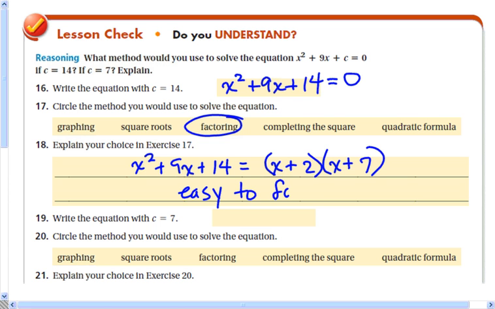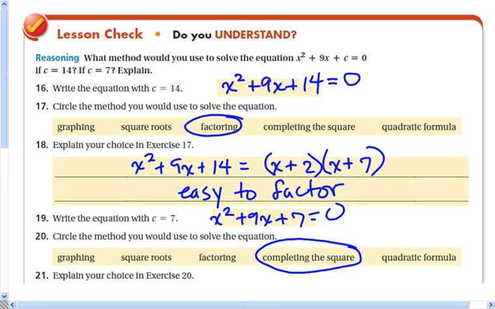Easy to factor. All right, if c equals 7, then we have x squared plus 9x plus 7 equals 0. And in that case, I would complete the square because it's not factorable, and the coefficient of the squared term is 1.